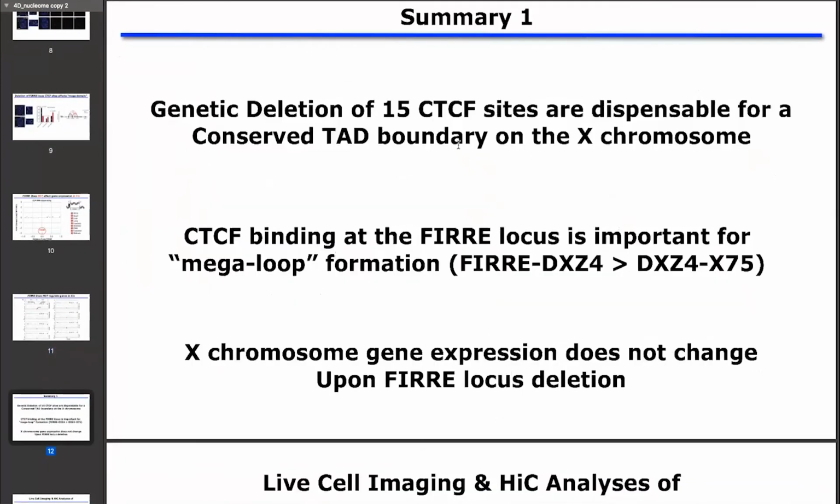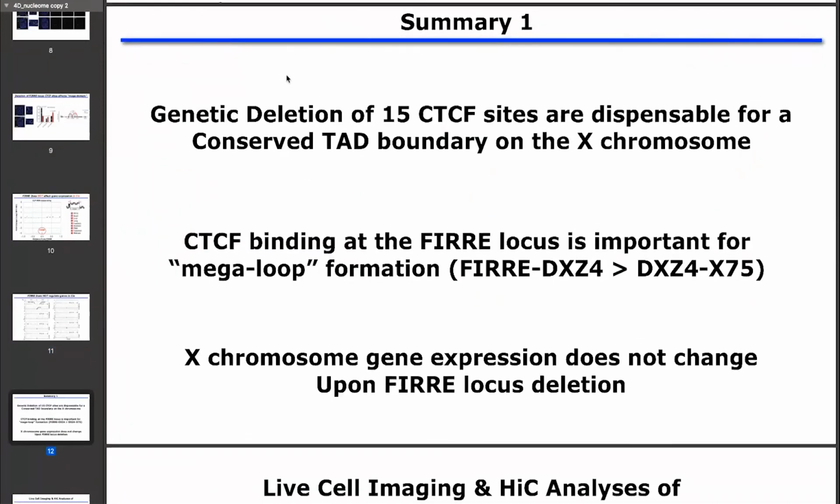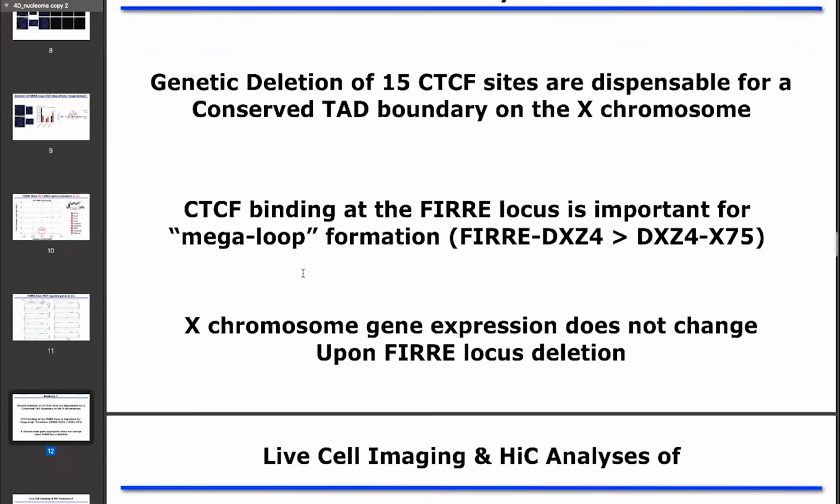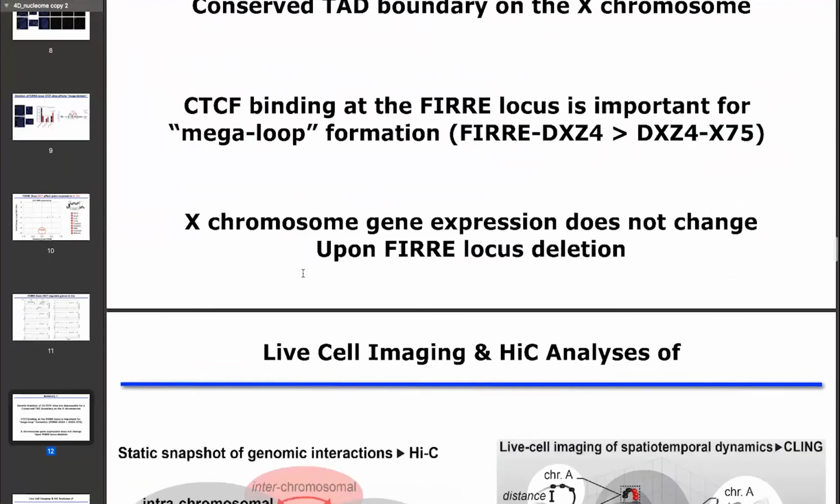So summary 1 is a genetic approach testing a very strong, conserved, high CTCF occupancy TAD boundary. Full gene ablation of that did not affect the TAD boundaries in this case. It did change a quaternary interaction, if you will, of this FIRE DXZ4 switching to more DXZ4 and X75 interacting, yet does not result in any changes in gene expression, nor does it change X chromosome inactivation skewing.